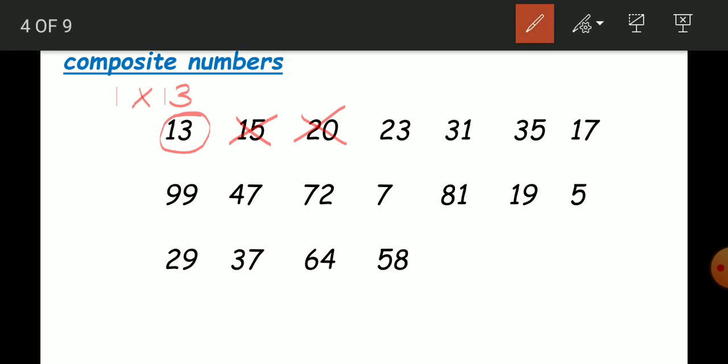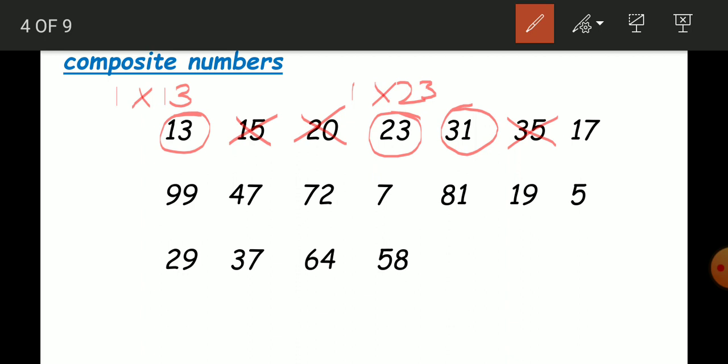23. Have you seen 23 in any table? No, right? So it is only 1 23s are 23. So that is a prime number. 31. 31 also 1 31s are 31. It doesn't come in any other table. 35. 35 comes in the 5 table, no, and the 7 table. 7 5s are 35 also comes. Okay, so that is a composite number.